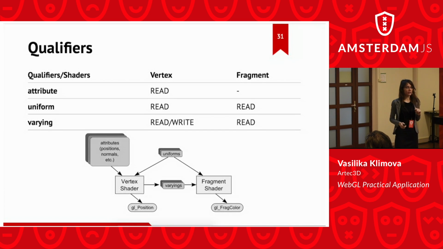And uniform variables, you can use in Vertex shader and in Fragment shader. And the most complex are varying variables, because you can use them in Vertex shader, calculate some variable, and then use it in Fragment shader. That's all.